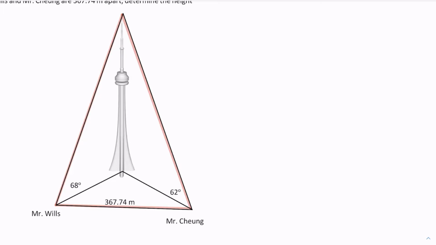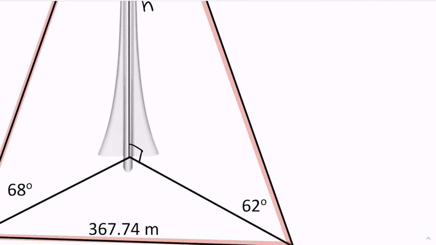Now, I'll put in this kind of broken line here. Call this H. And that's what we want to figure out. We can assume that the CN Tower makes a right angle with the ground, so I'll put that in there. And Mr. Wills makes a triangle as well.